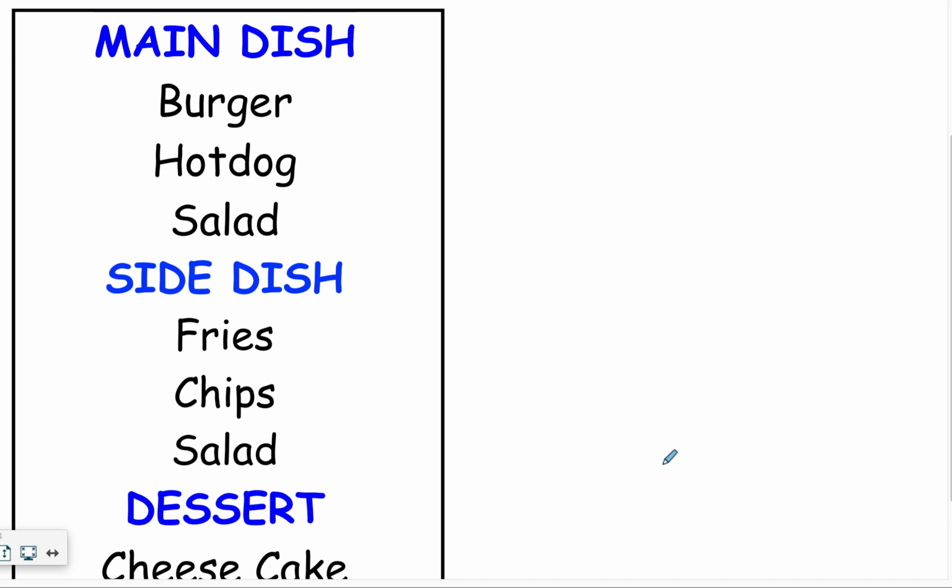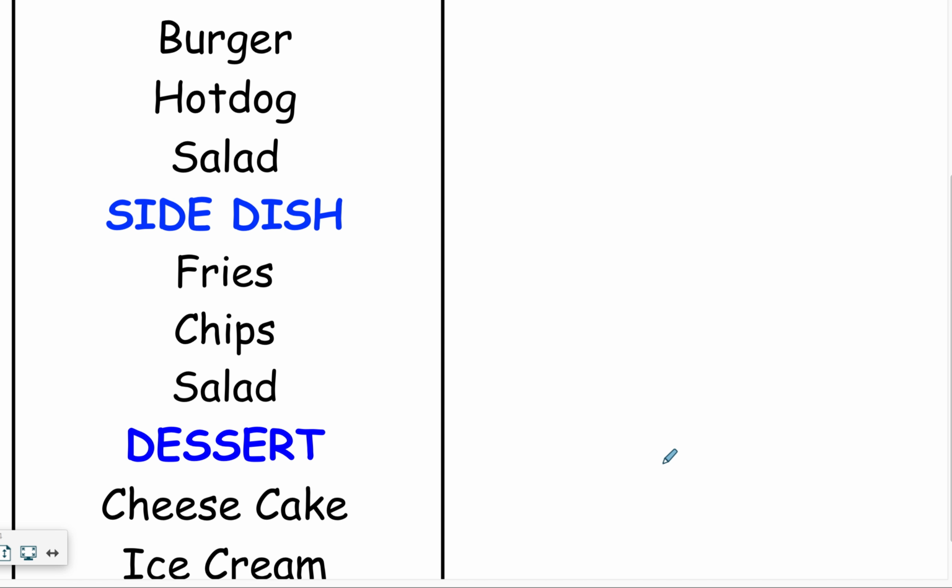Draw a tree diagram. Please pause it now. All right. Some of you may have made the mistake thinking this is exactly like yesterday, but what I want you to notice is that there were 3 main dishes instead of 2 appetizers like last time. 3 sides, and yet still 2 desserts. So what I need to start with here is my main. For my main, I have 3 different options. I can get the burger, the hot dog, or the salad.